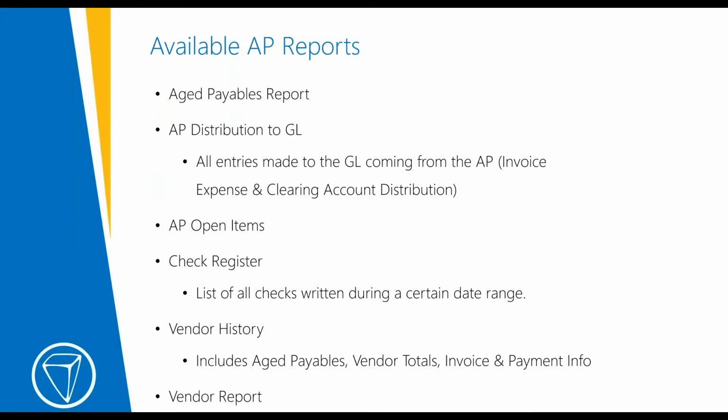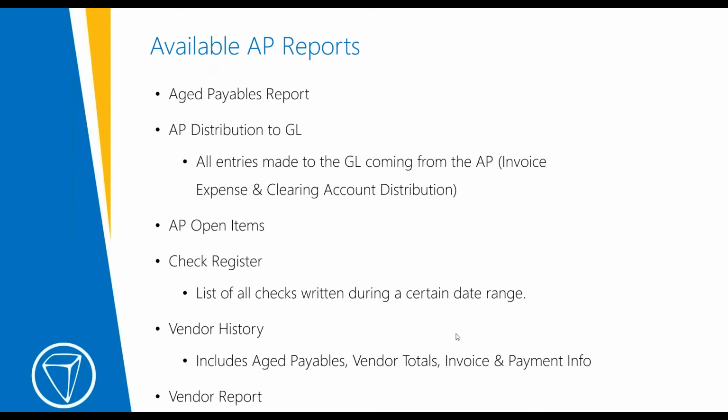So we have a good amount of AP reports available here. We have the aged payables report, and that pretty much lets you know about any past due invoices and the date that they were supposed to be paid. We have the AP distribution to GL, so any entries made in the GL coming from AP will show up. So the invoice expense and the clearing accounts will be able to be seen on that page.